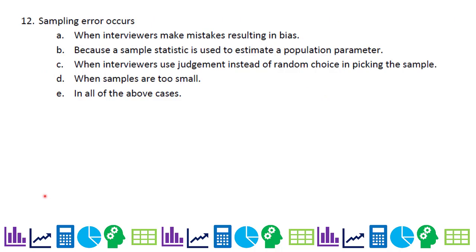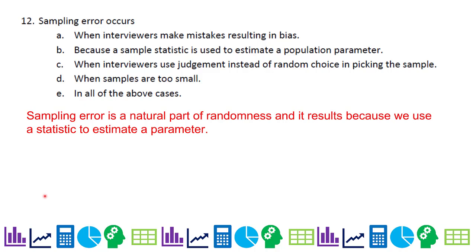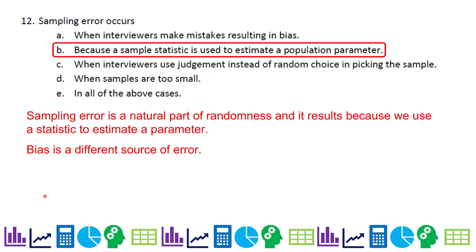Number 12, sampling error occurs when? Well, sampling error is a natural part of randomness, and it results because we use a statistic to estimate a parameter. Bias is a different source of error. So the correct answer is B. We're using a sample statistic to estimate a population parameter. It is just the nature of the beast of statistics that we naturally have sampling error.